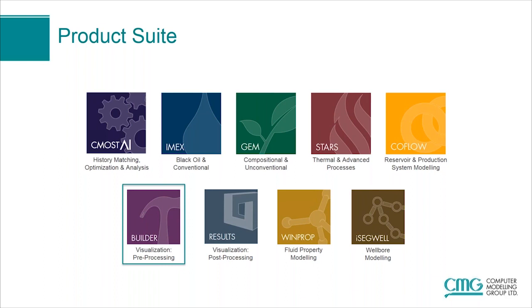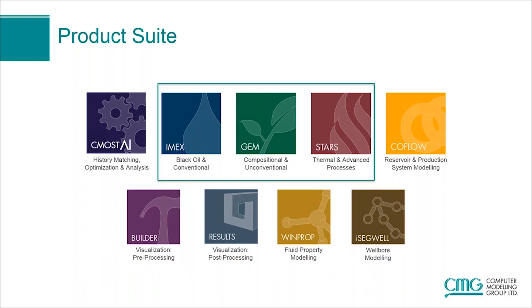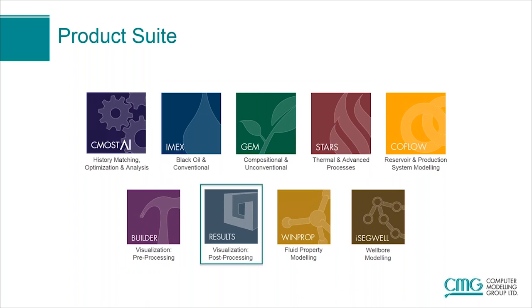Once we have imported all of our data, we can run our model using one of our simulators and view the results in either graph or 3-dimensional format using Results. To aid in history matching and optimization, we can also implement the use of CMOST AI to get faster results and better understand our simulation model.